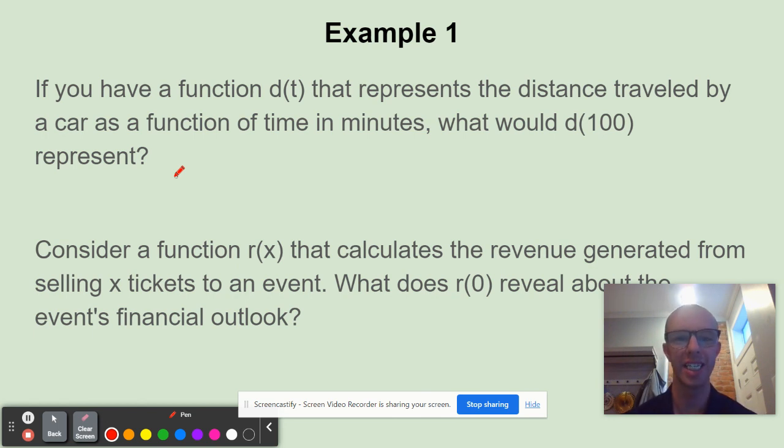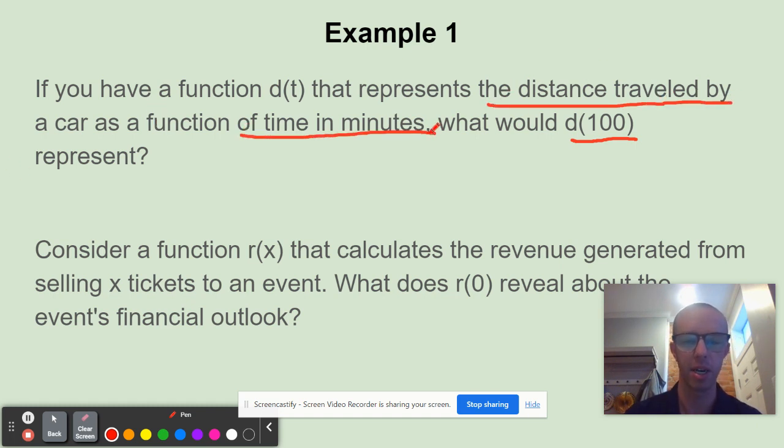If you have a function, d of t, that represents the distance traveled by a car as a function of time in minutes, what would d of 100 mean? So all of this is asking me to understand inputs and outputs of functions. And so I have some function. It represents the distance traveled by a car as a function of time in minutes.